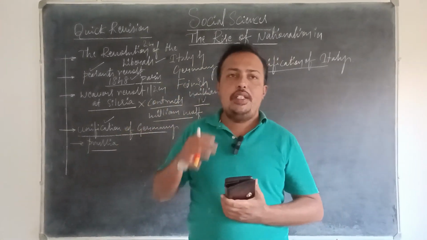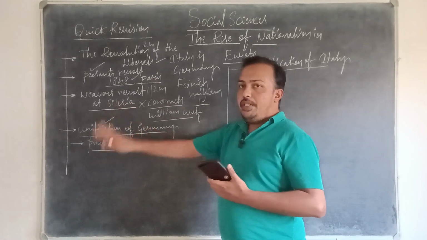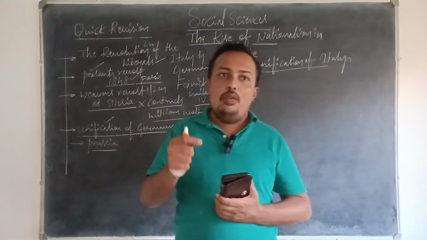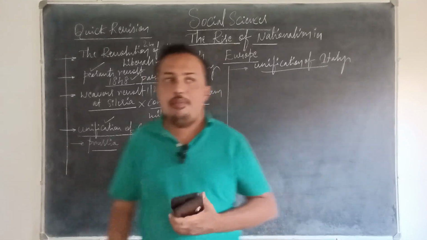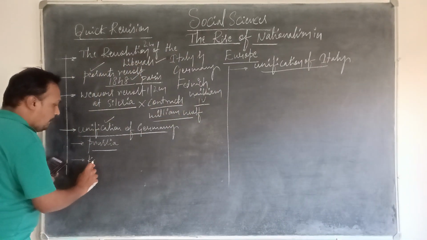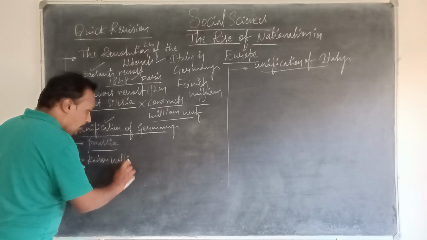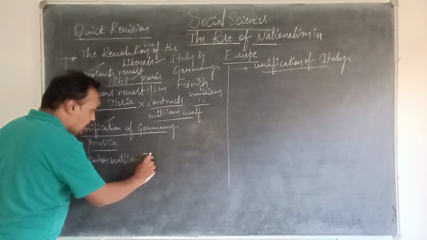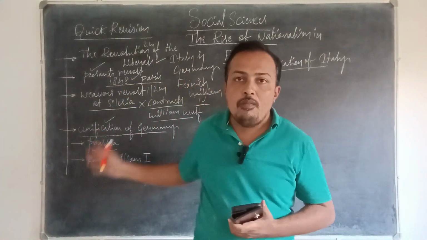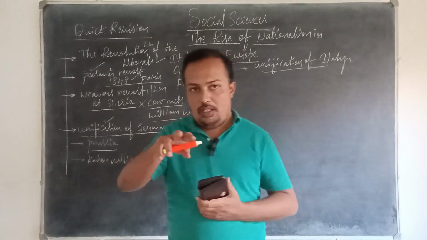So Prussia took the initiative after the failure of the revolution of the liberals. Prussia took the initiative to unify Germany. So who was the king of Prussia by that time? It was Kaiser William the First. Kaiser William the First was the king of Prussia by the time of the unification of Germany.